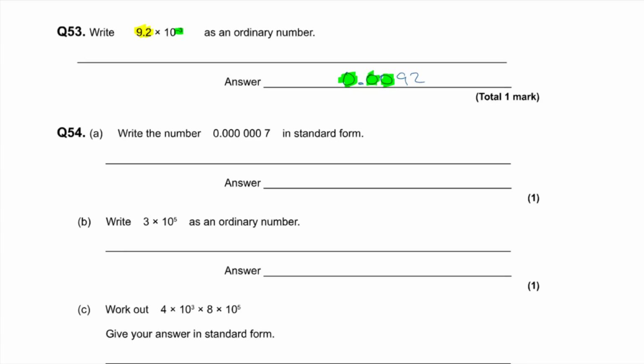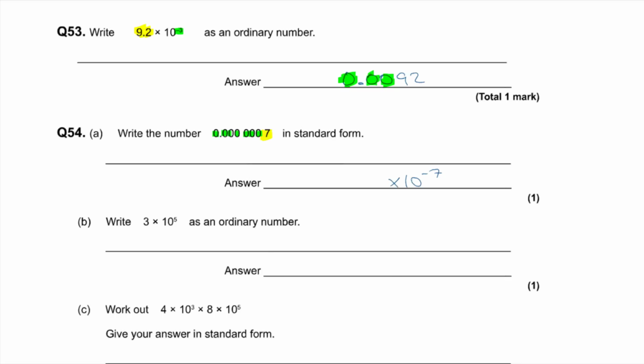54A, write the number 0.000007 in standard form. So I'm going to do the opposite of what I just did then. I'm going to count the number of leading zeros in: 1, 2, 3, 4, 5, 6, 7. So my number is going to be times 10 to the minus 7. I know that already. And then I've got that 7. I'm just going to write the digits down after that.